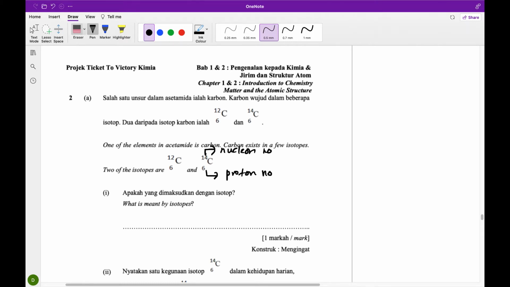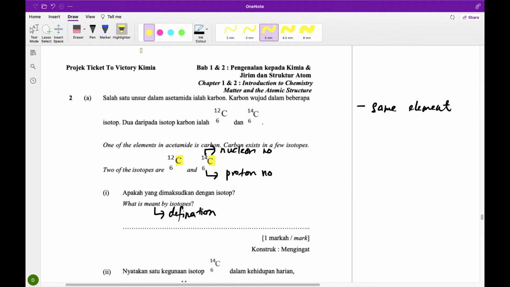Okay, let's look at the first question. They are asking what is meant by isotopes. When they ask what is meant by isotope, they want the definition. In the question itself they have already given you the key points for your definition, but we just have to make it in the form of a sentence. Let us compare the isotopes first. Isotopes are from the same element, so that is the first key point.